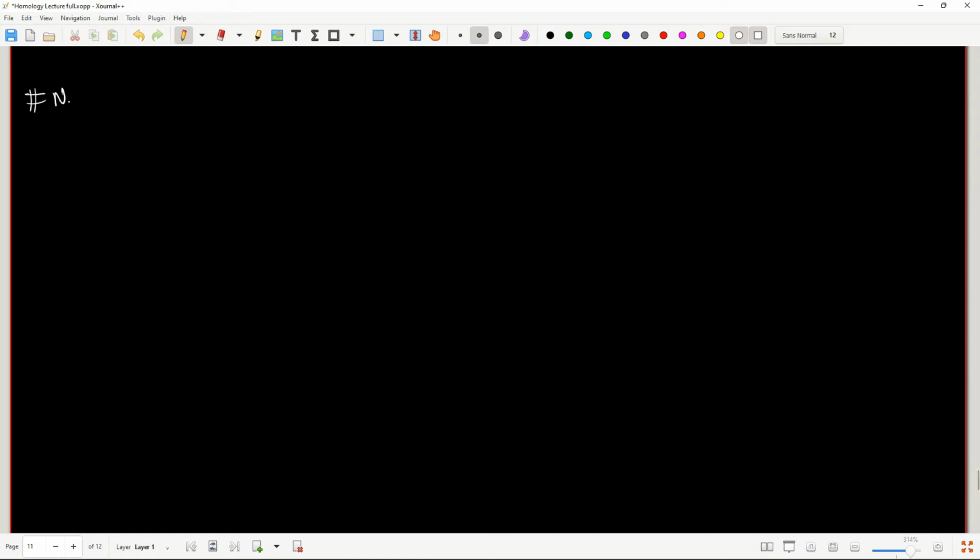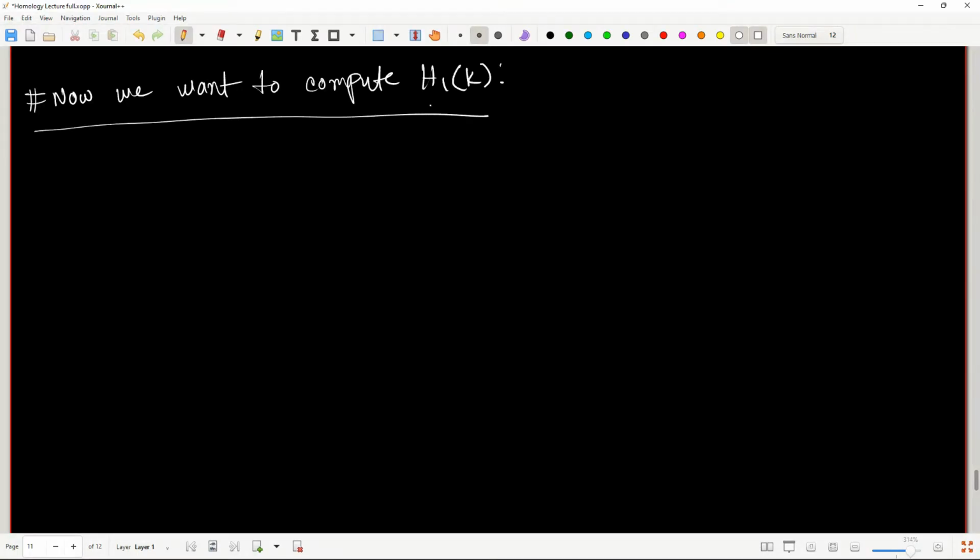Now we want to compute H1 of K. So let's start again just like before. For any small c belonging to C1 of K, we have L1 c. This is the small c.